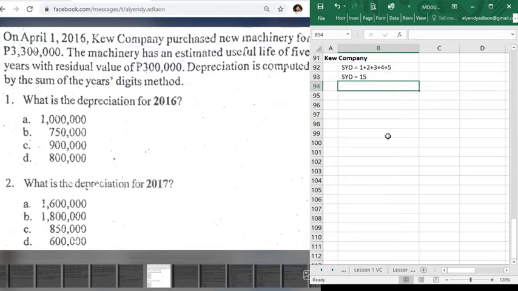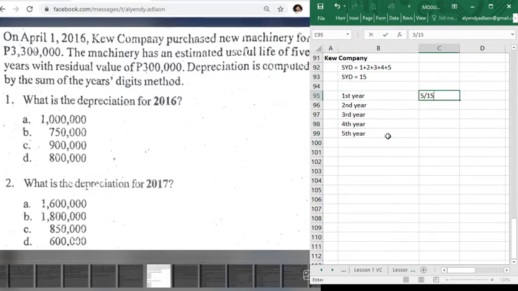Now, the question is, how much is the depreciation for 2016? Okay, depreciation for 2016. Back to the problem, Q Company, on April 1, 2016, purchased a new machinery for 3,300,000 pesos. The machinery has an estimated useful life of 5 years with residual value of 300,000. Depreciation is computed by the sum of the year's digits method. Alright, so the fraction per year is different: first year, second year, third year, fourth year, and then fifth year.